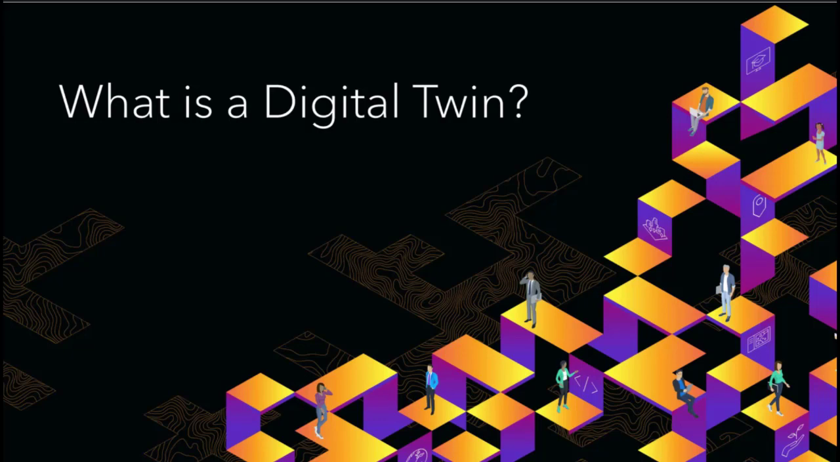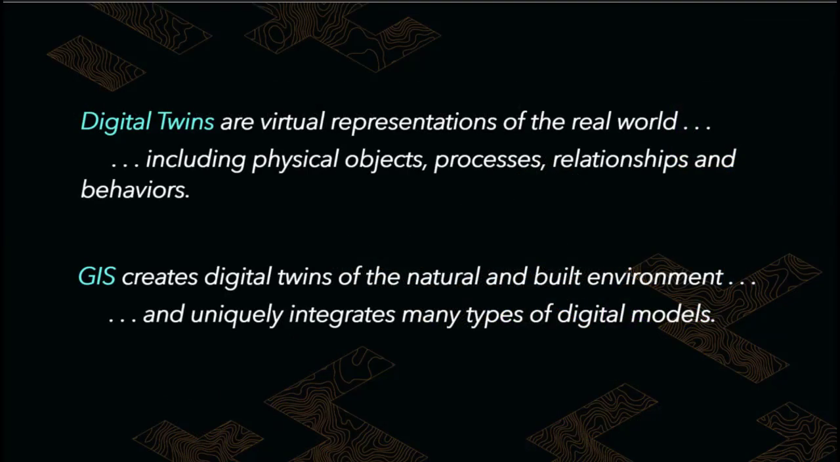So how do we define digital twin? A digital twin is a virtual representation of the real world, including physical objects, processes, relationships, and behaviors. GIS creates digital twins of the natural and built environments and uniquely integrates many types of digital models.